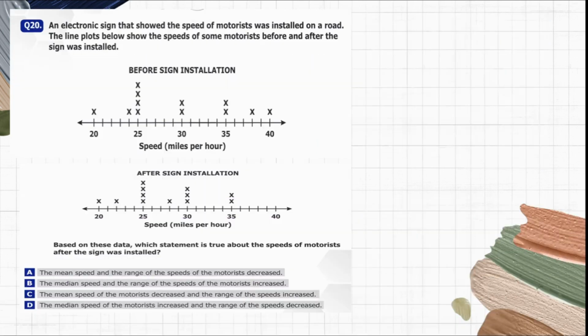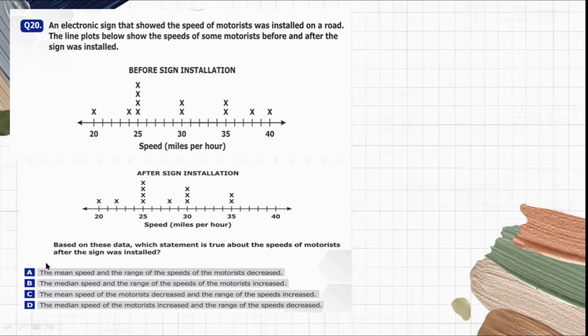Question number 20. An electronic sign that showed the speed of motorists was installed on a road. The line plots below show the speed of some motorists before and after the sign was installed. Based on these data, which statement is true about the speeds of motorists after the sign was installed?